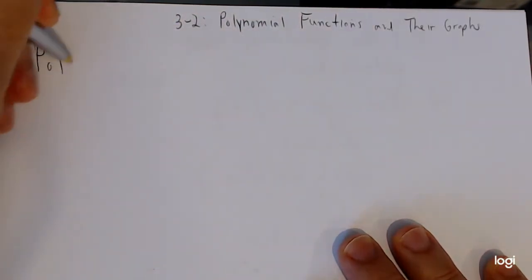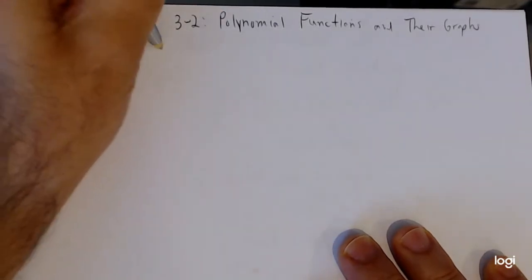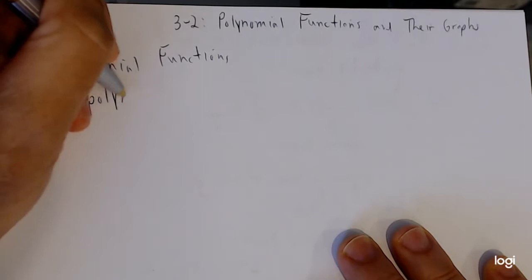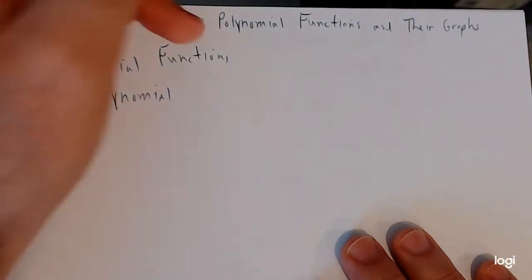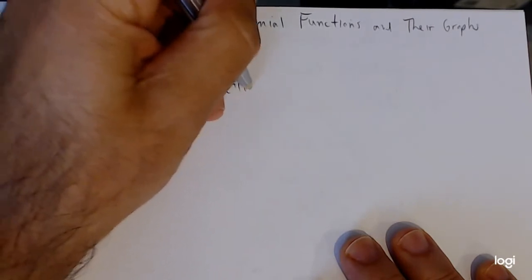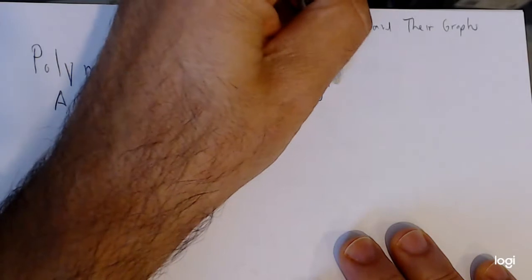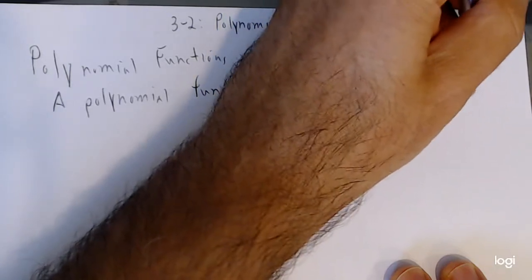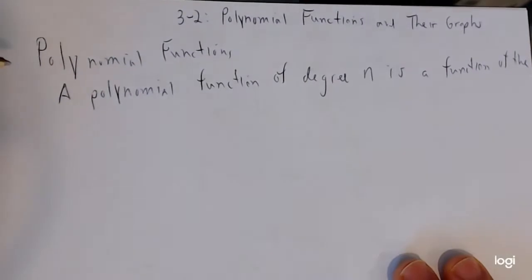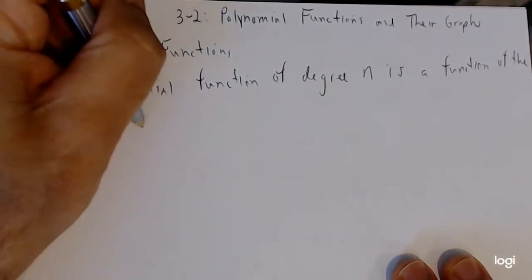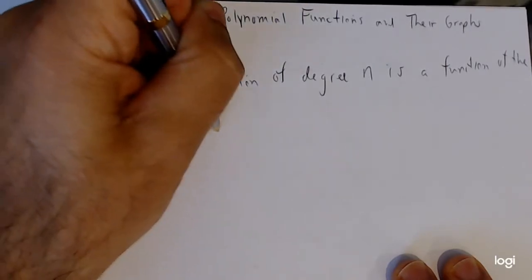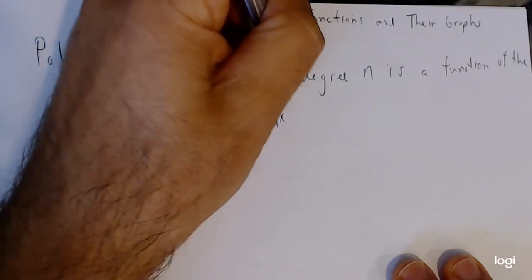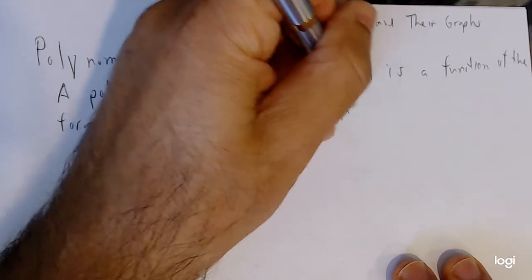So let's start off by defining what a polynomial function is. Okay, so we would say that a polynomial function of degree n is a function of the form f of x equals a sub n x to the power of n plus a sub n minus 1 x to the power of n minus 1 plus all the way until we reach our constant.